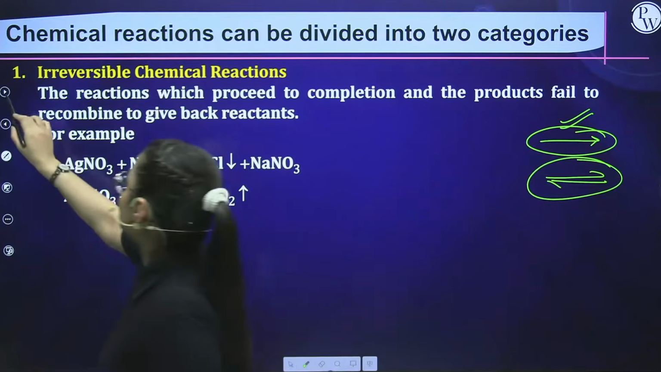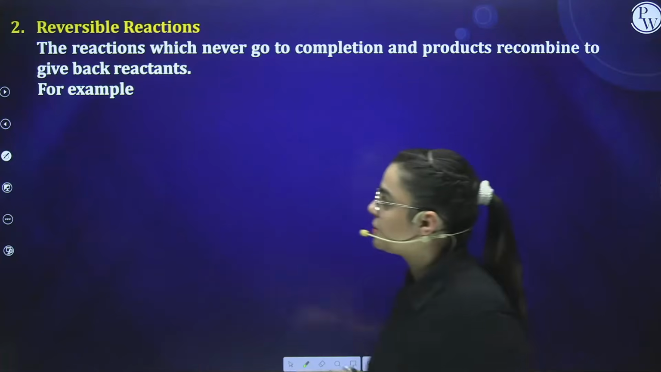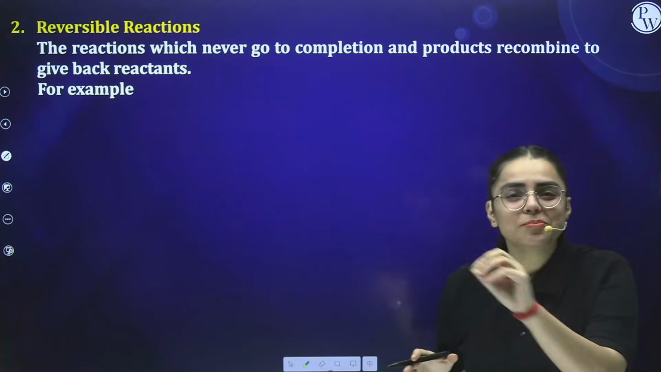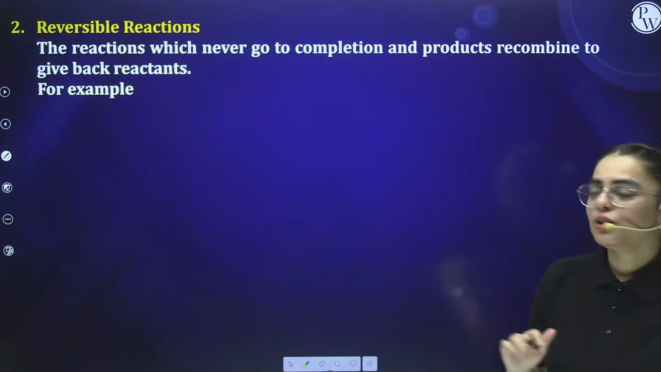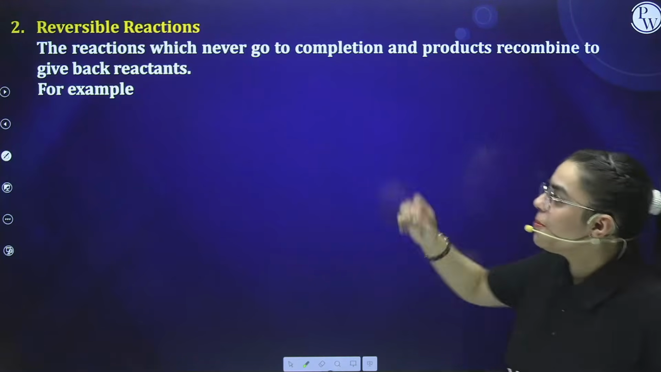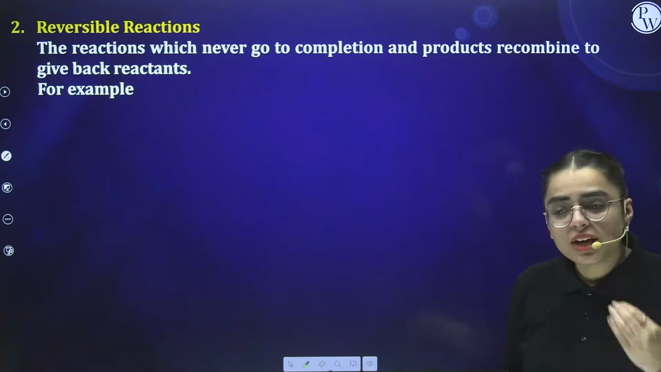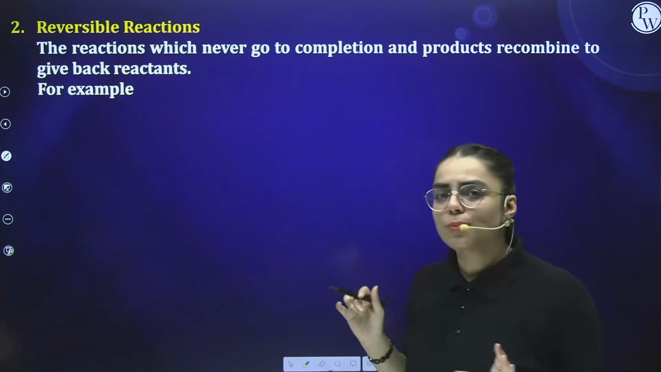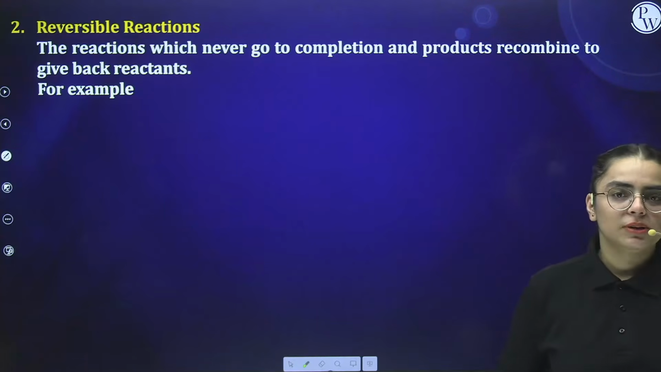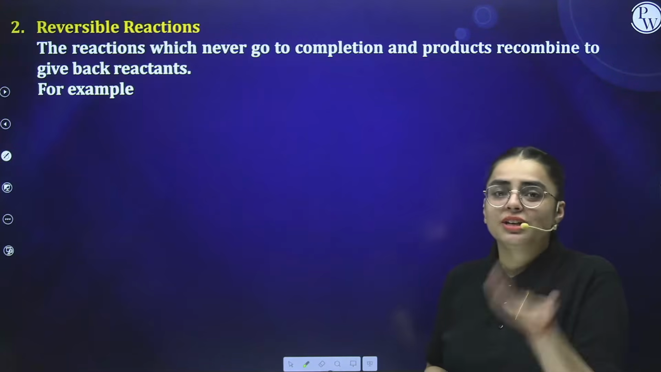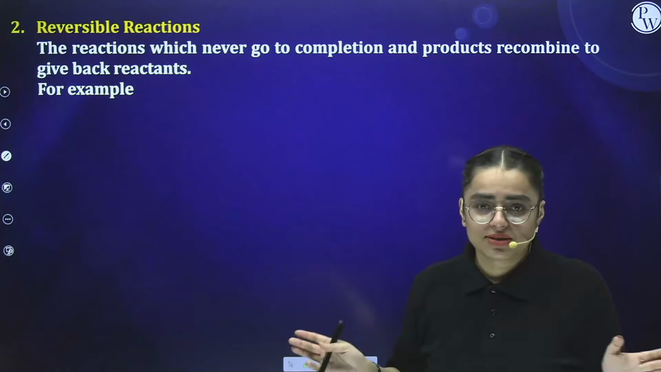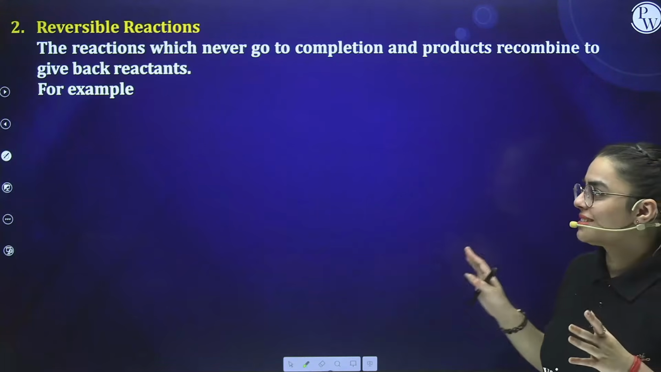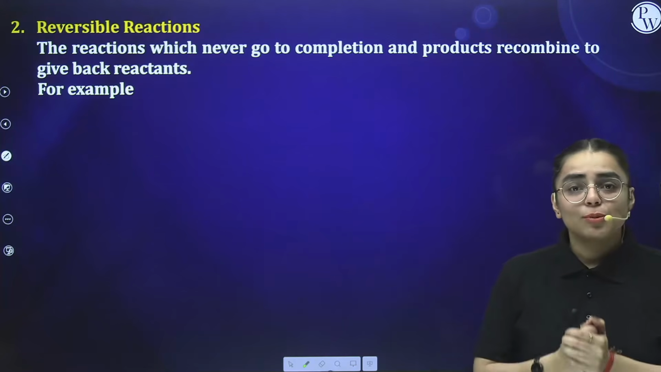Now if I talk about the second kind of reaction, it is the reversible reaction. The reactions which never go to completion, which can never complete, and the products recombine to give back the reactant. Yes, we can provide some conditions so that reactant could stop at a certain point, but yes, it can never go to completion. We will give some conditions, increasing temperature, pressure, and all of these stuff, but yes, it will not go on completion. Now if I talk about an example over here, I can take an example of PCl5.